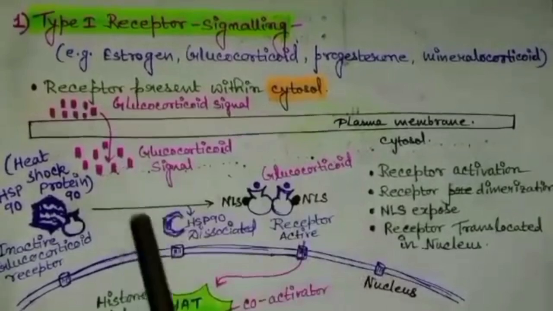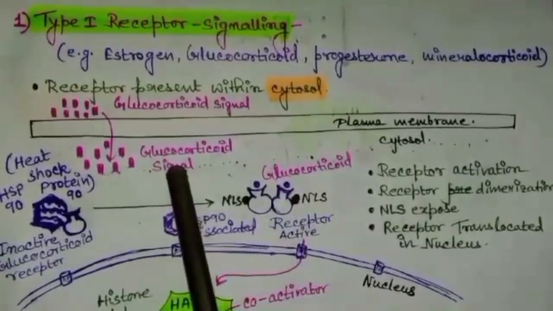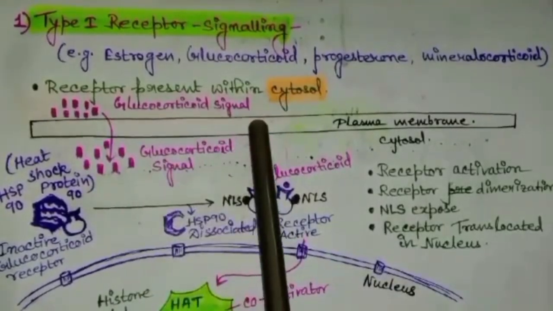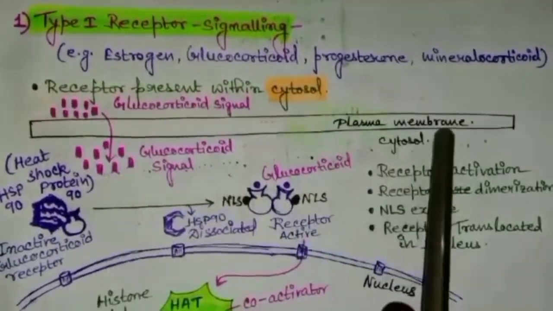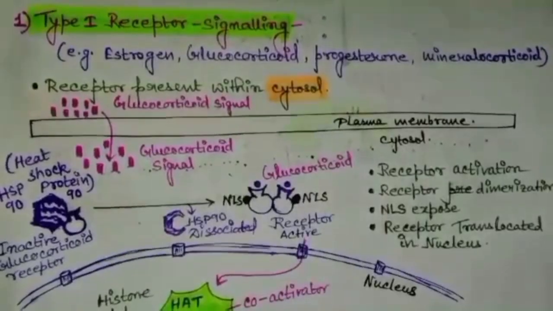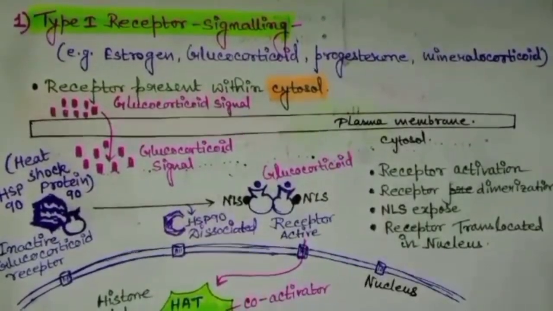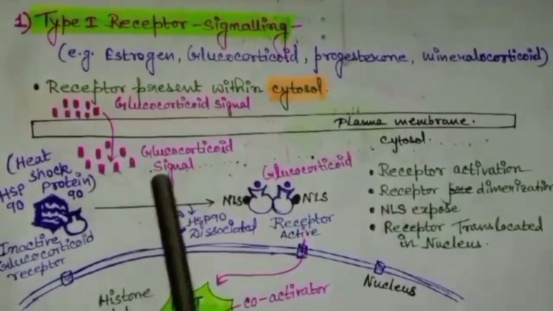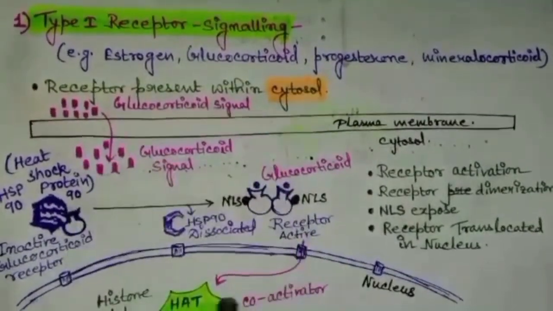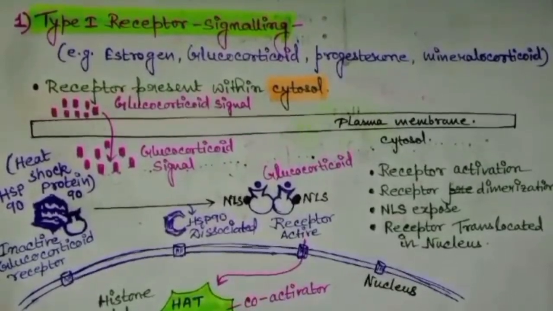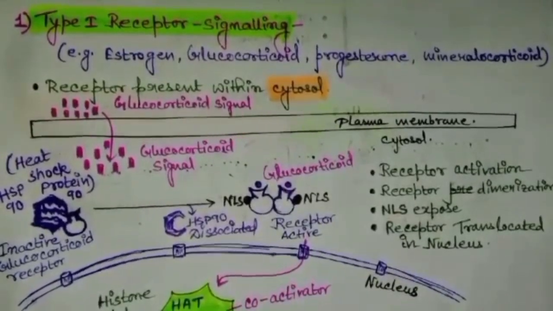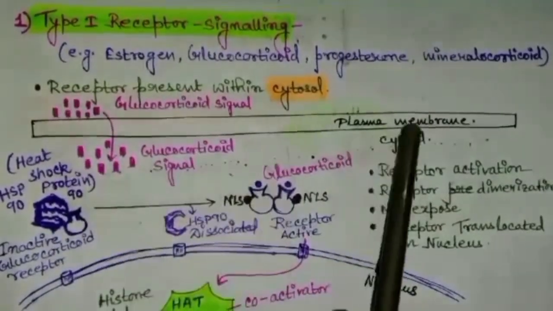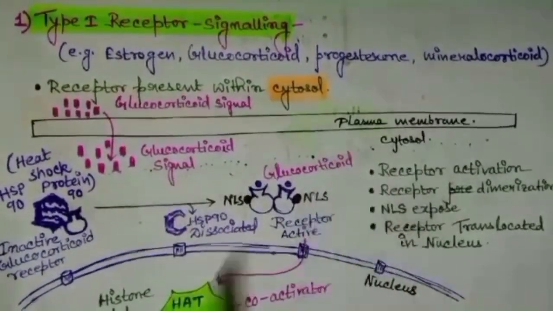In this signaling mechanism, we take glucocorticoid receptors as an example. You can see here that glucocorticoid signals cross the plasma membrane and enter into the cytosol. It can cross the plasma membrane, which means it is a nonpolar signal. As it is a nonpolar signal, it can also cross the nuclear membrane, so it can bind to the receptors in the nucleus also. Glucocorticoid signals cross the plasma membrane and enter into the cytosol.